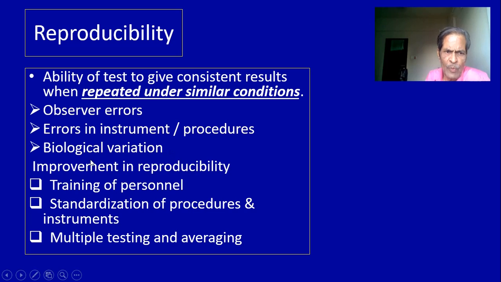The improvement in the reproducibility can be obtained by training of the personnel, by standardizing the procedures and the instruments, and by multiple testing and averaging. So these are the ways by which the reproducibility of the test can be improved, because it depends on extraneous factors like observer errors, errors in the instrument and procedures, and the biological variation.